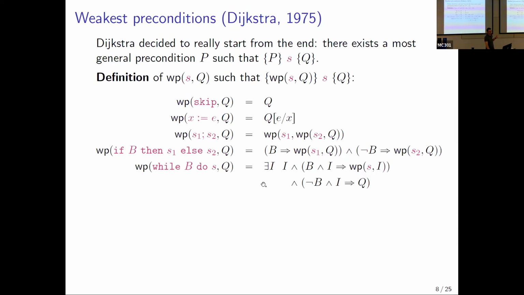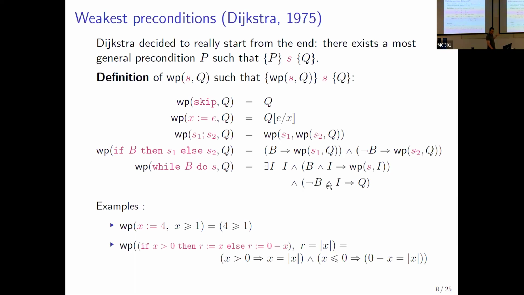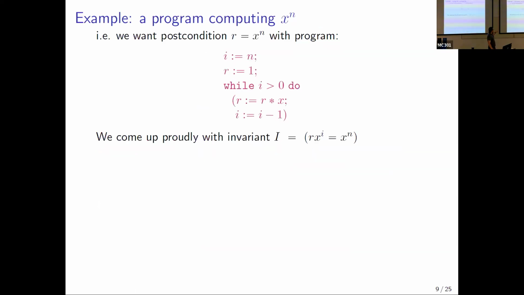And for while loops, the precondition of a while B do S loop is: there exists an invariant I that is true at the beginning, and that is preserved by S. So assuming B and I, we can prove WP of S and I. And then the postcondition is I, assuming not B. So some examples like this, I'll just follow.